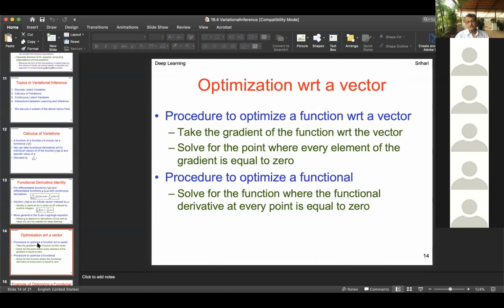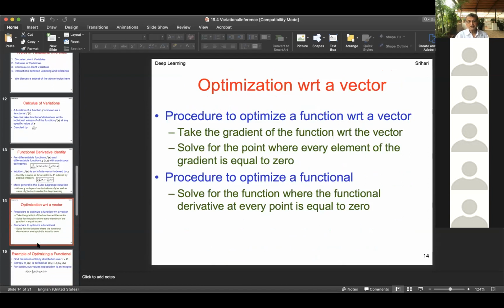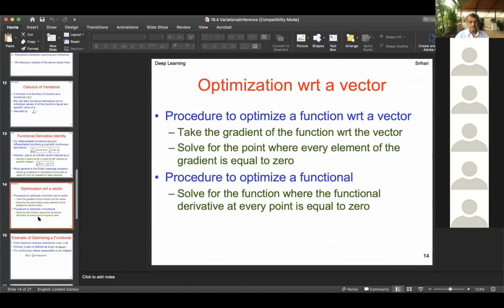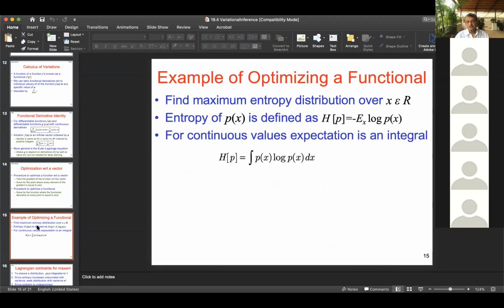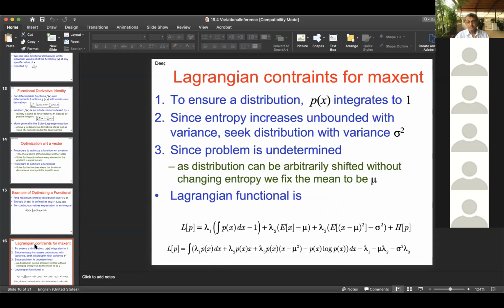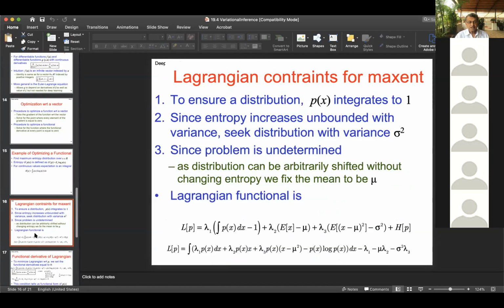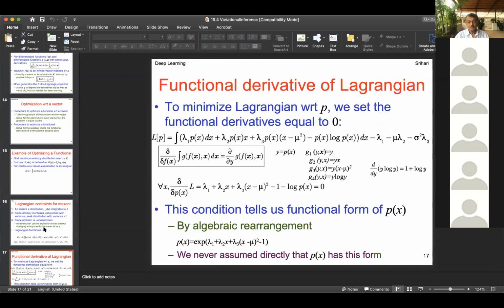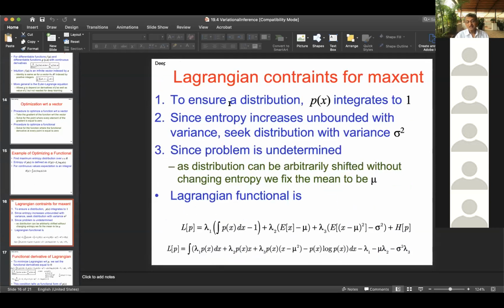And so we do some optimization of the function with respect to a vector, and we go on to the example of optimizing a functional, and there's a Lagrangian constraint for maximum entropy. So yeah, we bring in Lagrange saying, what are all the constraints you have on this problem? Because we're trying to get a good function, right? That's why we are ending up in calculus of variations here.